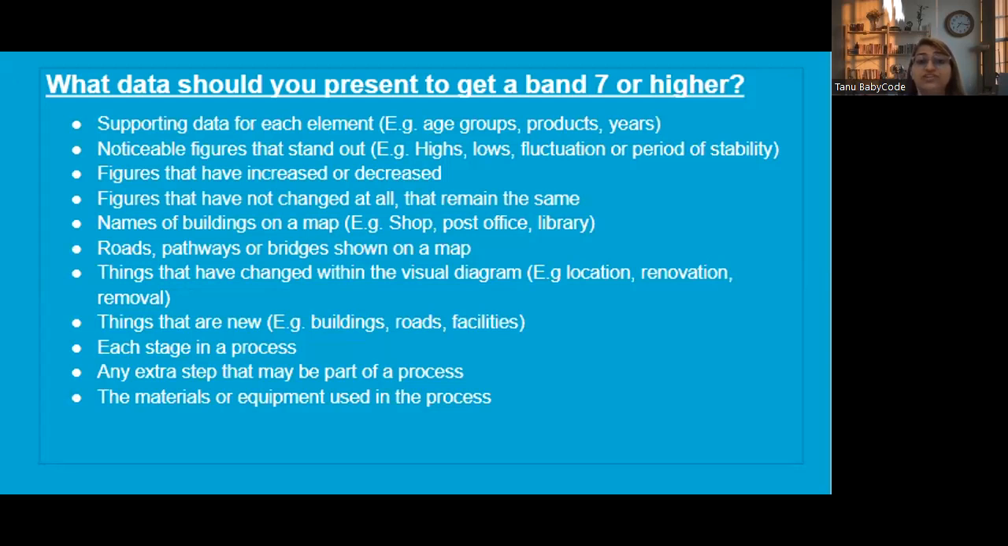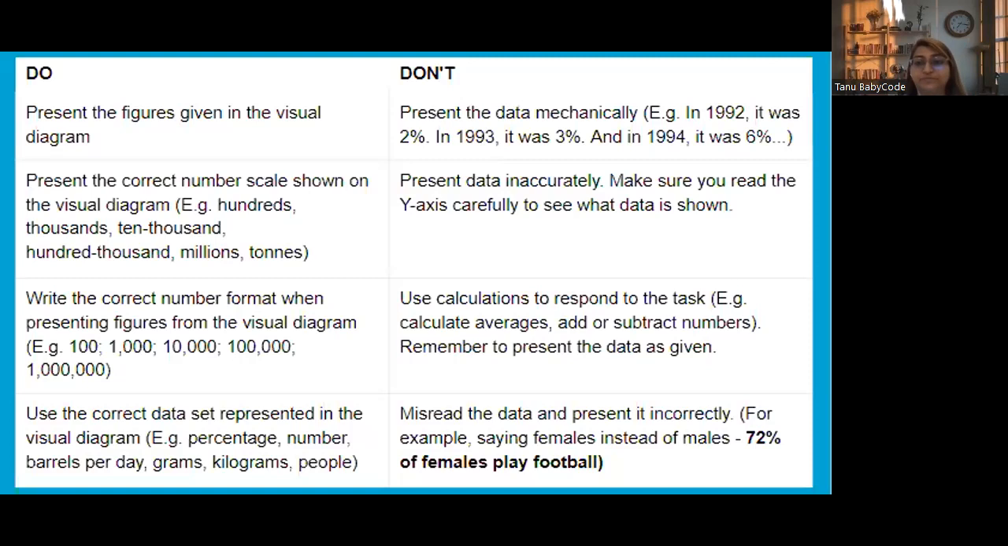support data for each element, noticeable features that you figure out, figures that have increased or decreased, figures that have not changed and remain the same, names of the buildings, roads, paths, something which is shown on a map, things that have changed in the diagram, things that are new, stages in the process, any extra step, material or equipment used. So you will represent all those if you want to score 7 or higher.